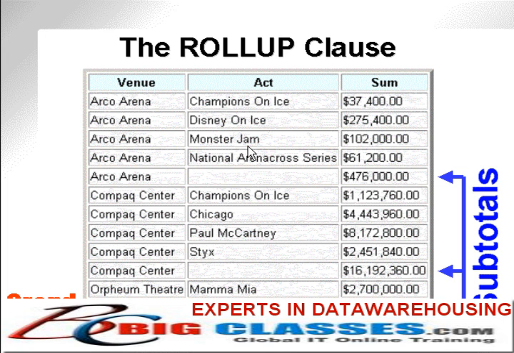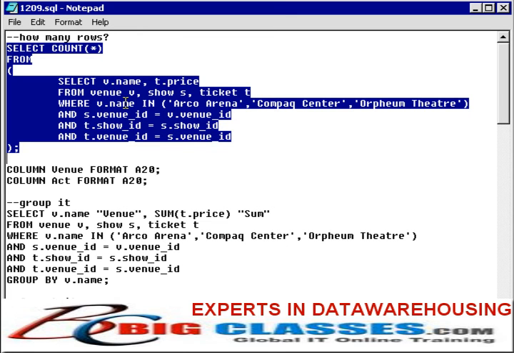Let's go and run through an example with the roll-up clause. First of all, we're going to join the venue, show, and ticket tables, where my venue name is in the venues I know I have, and I'm going to count all those rows.